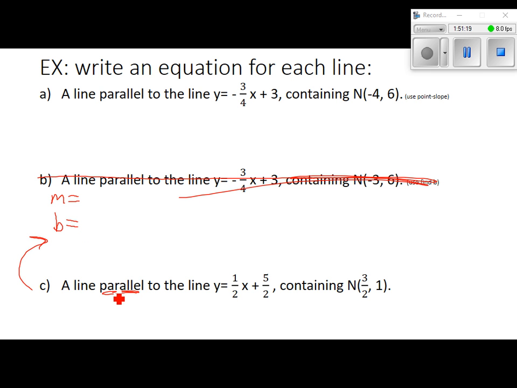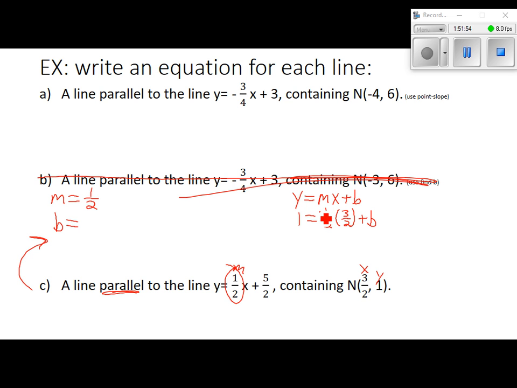We know the slope: if they're parallel, the slope has to be the same as the line that they give us. Well, that right there is the slope, so the slope of our new line has to be 1/2. To find the b, again, I'm just going to use y equals mx plus b. This is our x, this is our y, this is our m. So I'm going to plug in 1 equals 1/2 times our x, which is 3/2, plus the b.